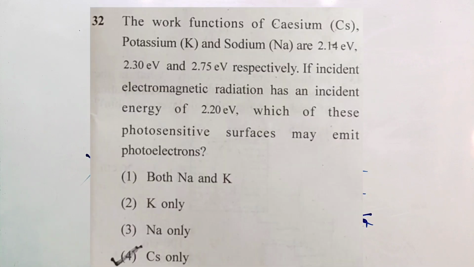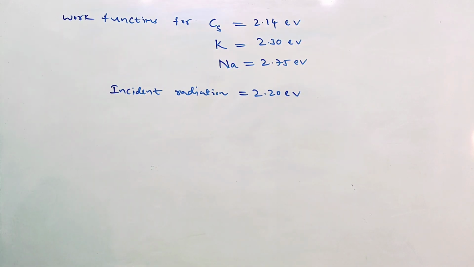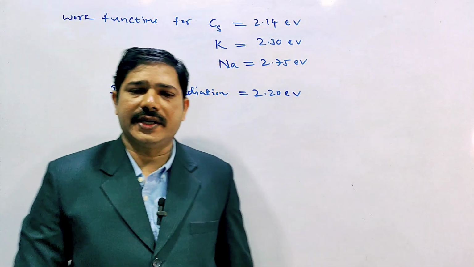Next question, you can check. The work function of cesium, potassium and sodium are 2.14 electron volt, 2.30 electron volt and 2.75 electron volts respectively. If the incident electromagnetic radiation has an energy of 2.20 electron volt, which of these photosensitive surfaces may emit photoelectrons? This one is a photoelectric effect case.